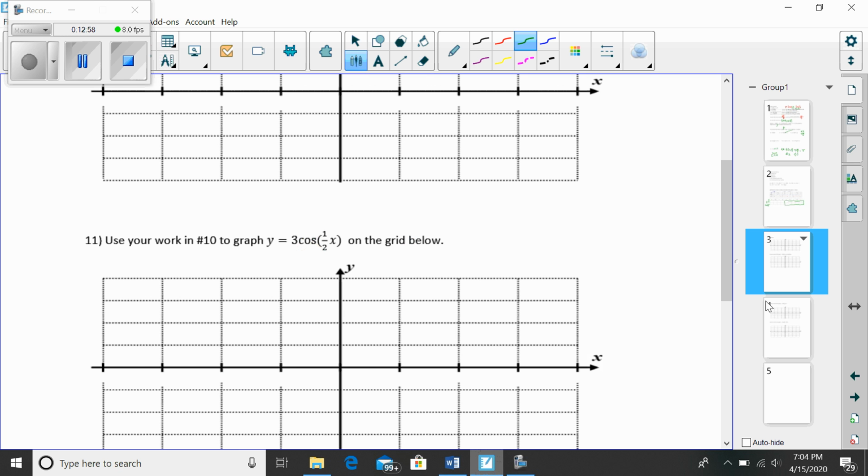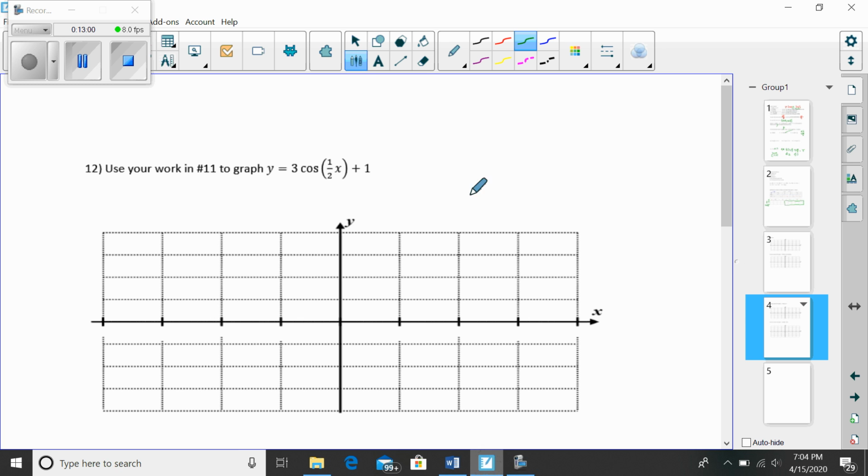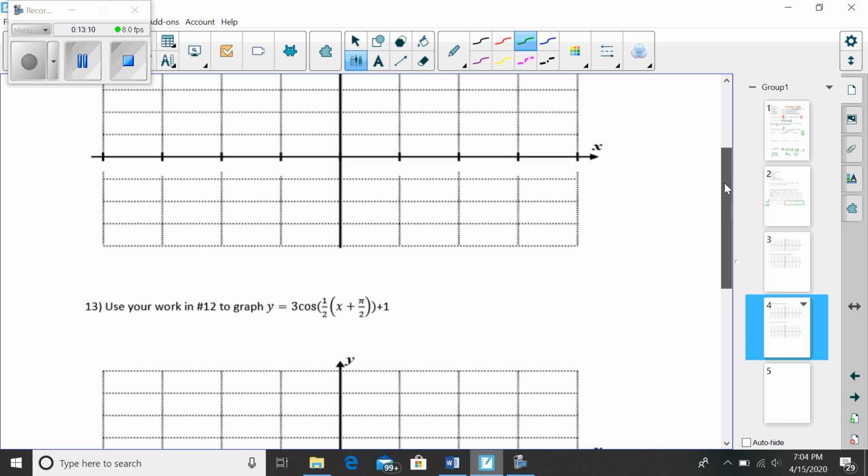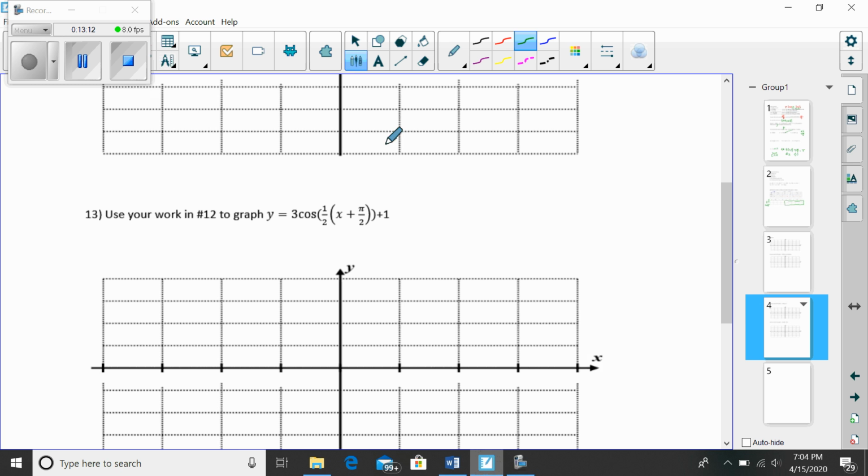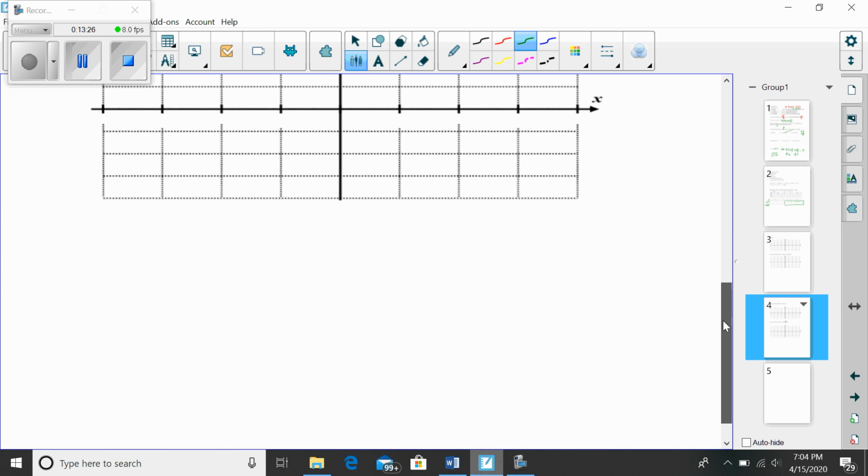All right, graph that. Then after you've graphed that, add this vertical shift of 1 unit. So that means take the graph that you did in 11, shift it up 1 unit. And then by the time we get to 13, take the graph you have above, and this shifts pi over 2 units, and it's positive, so it's going to shift to the left. Okay, so the rest is homework.